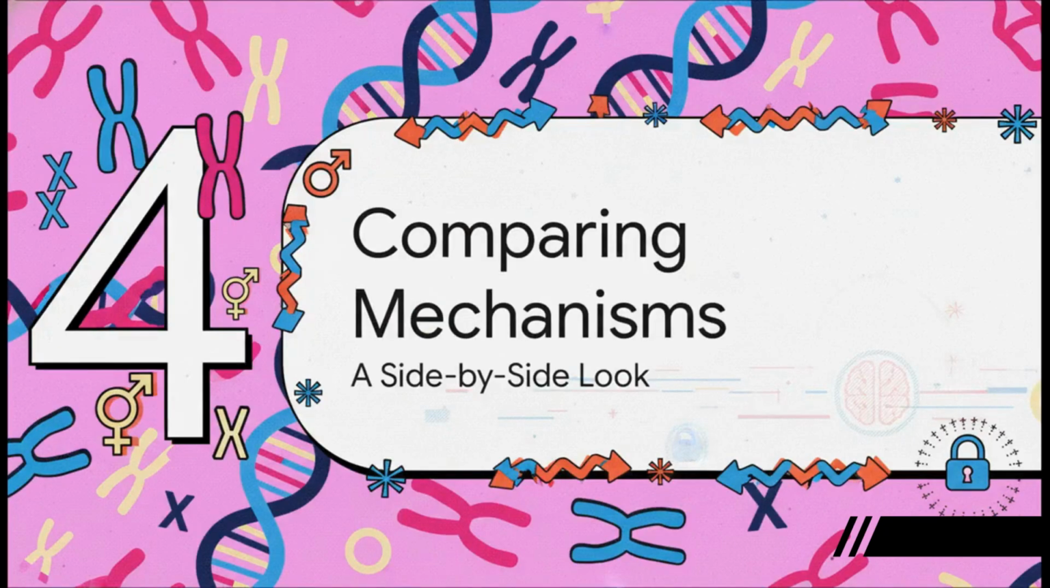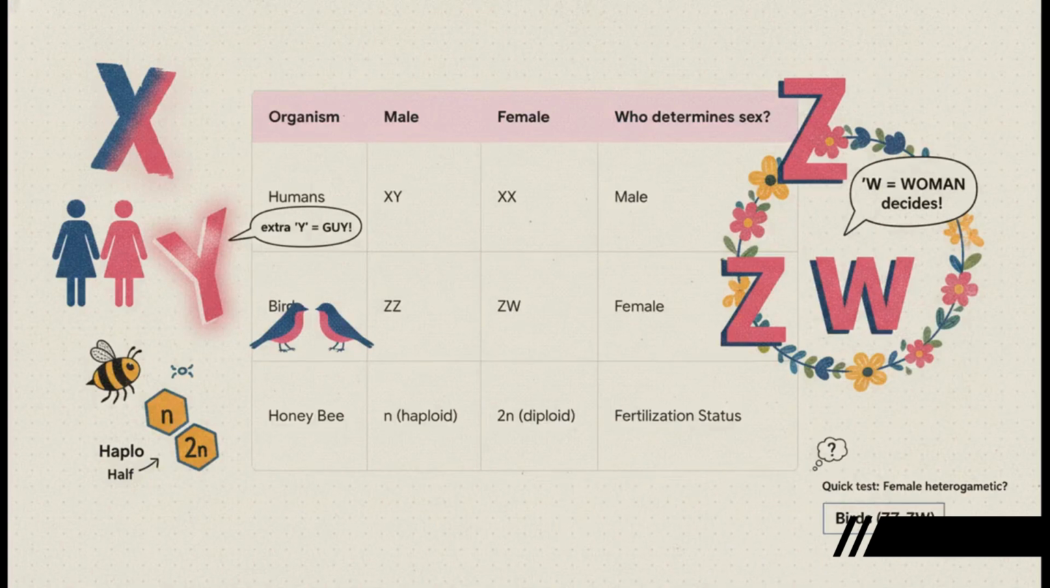Okay, that was a lot of information, I know. So let's pull it all together and put it side by side. Seriously, get ready to screenshot this next slide, because this is your ultimate revision chart. This is how we're going to make sure you never, ever mix these systems up on the exam. Here it is, the whole story in one table. Humans, birds, honeybees. Who's what and who decides.